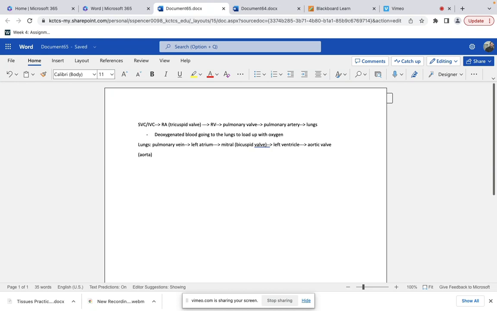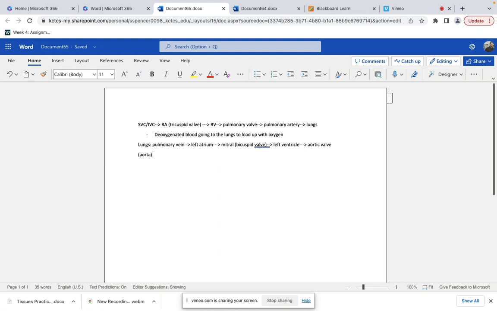We are now in the right atrium. We're then going to pass into the right ventricle. But before we do that, we're going to have to pass something called the tricuspid valve, right? So from there, the right ventricle is going to pump blood through the pulmonary valve into the pulmonary artery. From the pulmonary artery, the blood is going to be taken to the lungs.